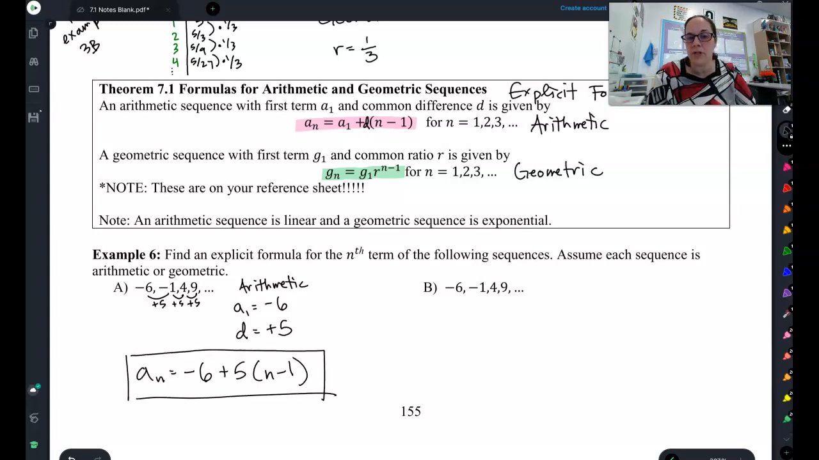And there's my equation. So let's say I wanted to find out what the fourth term is. Should be 9. I plug 4 into here. I get 4 minus 1 is 3. 5 times 3 is 15. Minus 6 does give me 9. So I can plug any term into this equation and get the answer. I don't need to know the ones before it. That's what makes it an explicit formula. So let's try B now.